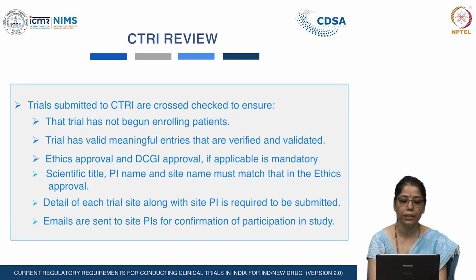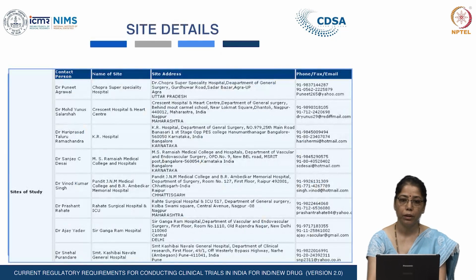Details of each site along with the site PI are required to be submitted and emails are sent to the site PI for confirmation of participation in the study. So, now I am going to give you a sample of site details, what we cover under the site details: the contact person name, name of the site, address and phone number, fax and email of the contact person.